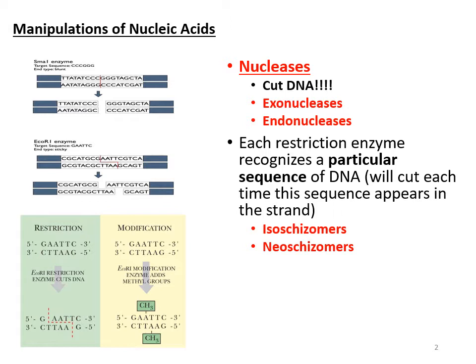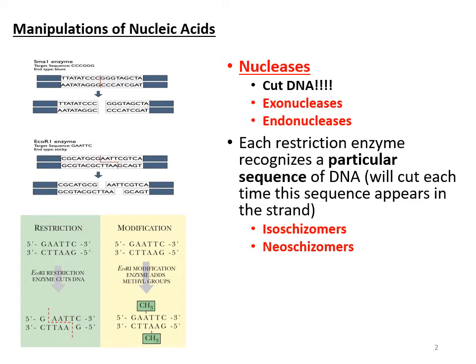will cut at different spots. So they recognize the same palindrome, but will cut at different spots. For instance, look over here, one may cut the sequence after the G, whereas the other enzyme, the neoschismer of that first one, will cut after the A. So they both recognize the same sequence, GAATTC, but they cut at 2 different places.